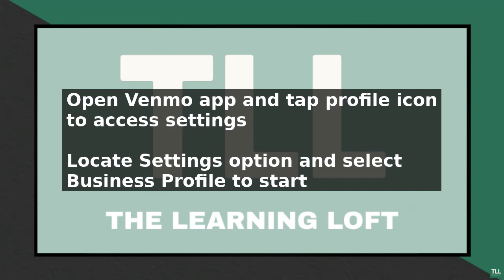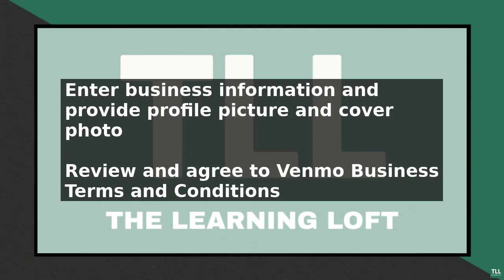If you have not already created a business profile, you will be prompted to do so by tapping on the Create Business Profile option. To create a business profile, enter your business information, including the business name, category, and description. You will also need to provide a profile picture and cover photo that represents your business. Make sure to review and agree to the Venmo business terms and conditions.